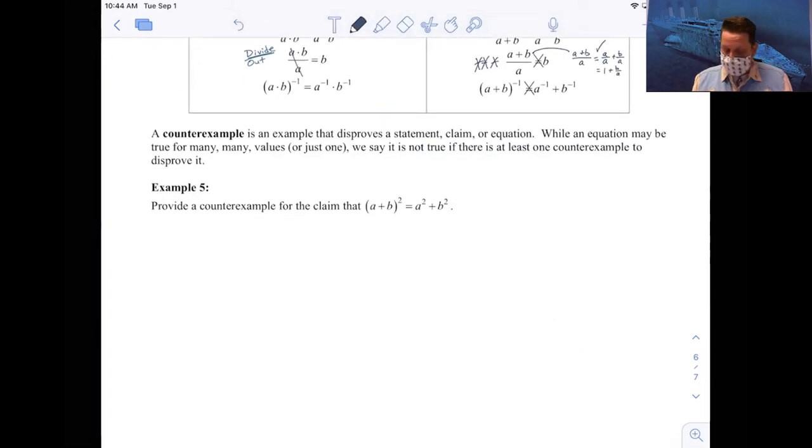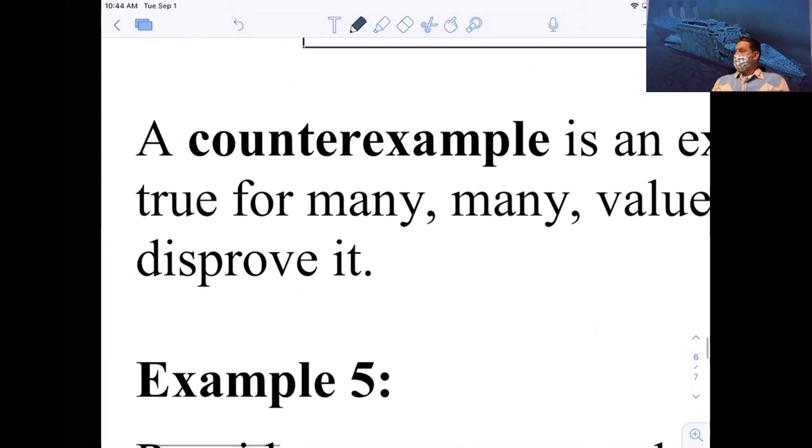Let's move on to example 5. A counterexample is not necessarily something that you would look at when you're in a home furnishing store trying to pick out countertops. Like, ooh, this is a nice counterexample, let's put this in our kitchen, right? This is one word, counterexample. In this case, counter means against. It goes against something.